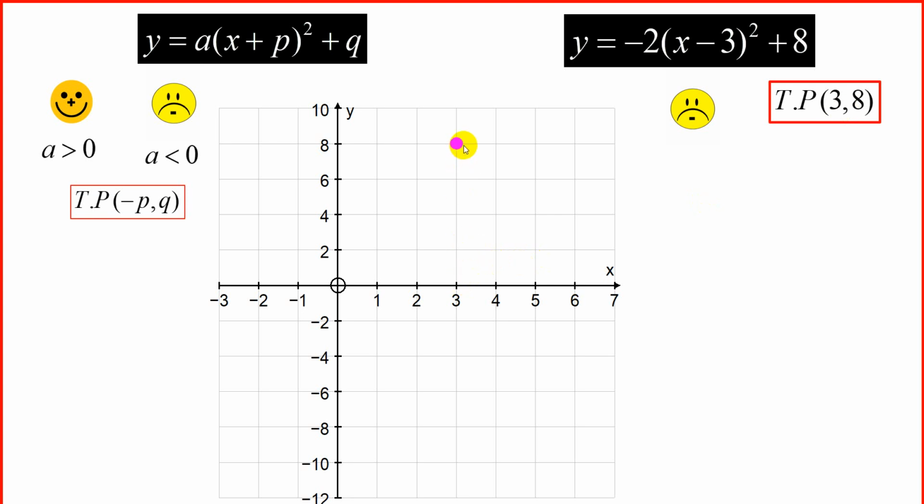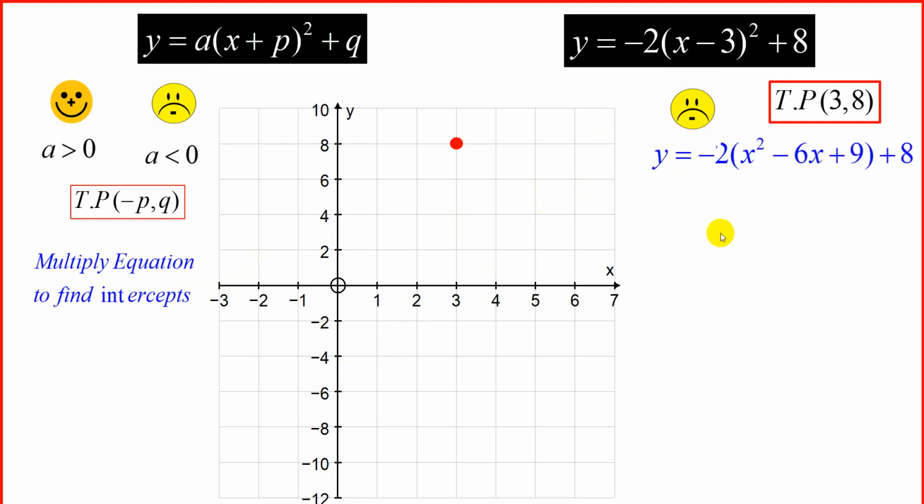Now, if you want to know if the graph has x-intercepts, we can look at the turning point and draw the graph. And you notice if I draw my parabola, a sad face, it will cut the x-axis and the y-axis. So we will have x and y-intercepts. So we're going to multiply the equation to find the intercepts. We will take x minus 3 and square that. Square the first term, x squared.